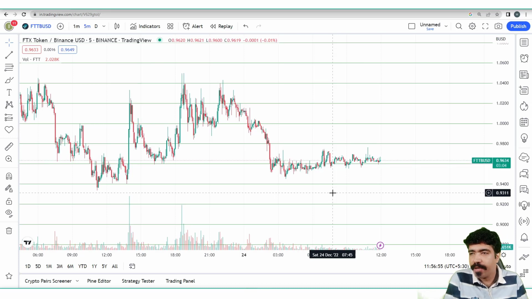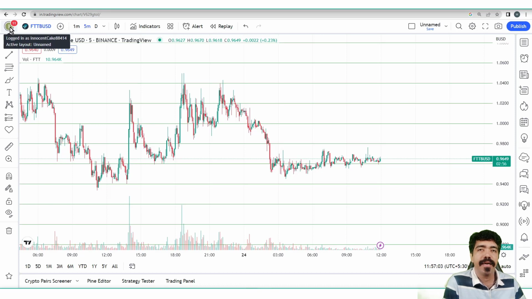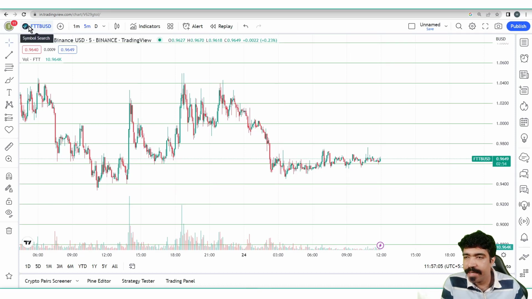In this video we are going to discuss the top panel of TradingView. Starting with the first icon, if the icon is showing any letter, then it indicates that the account has been logged in. The second tab is the name of the token and the pair.